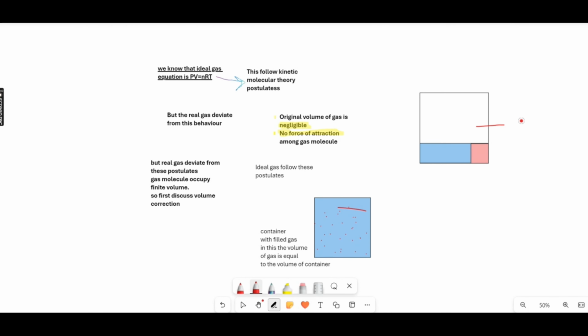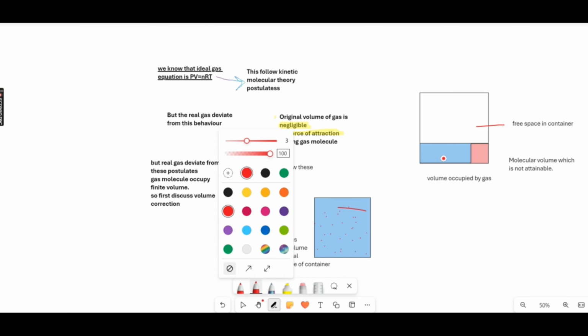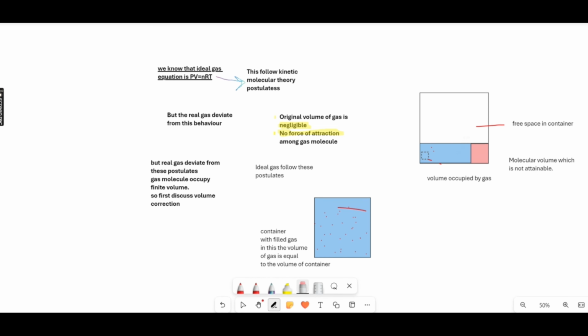Here you see the blank space, which is free space in the container, and in the red shade you see molecular volume, which is not attainable, and in the blue is the volume occupied by the gas. After this, the gas can change its state.